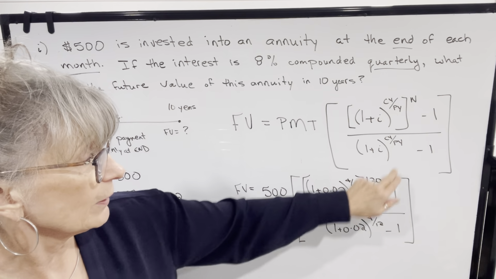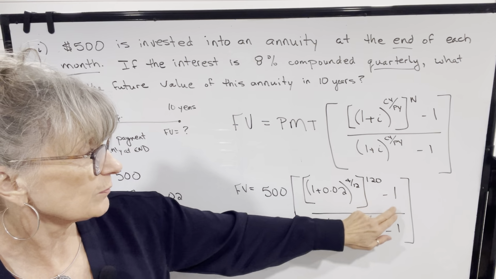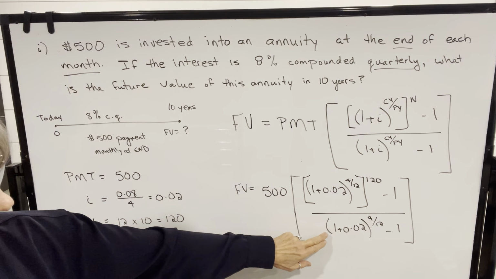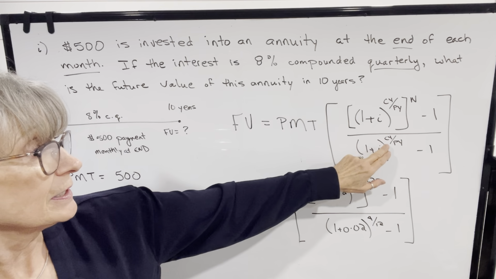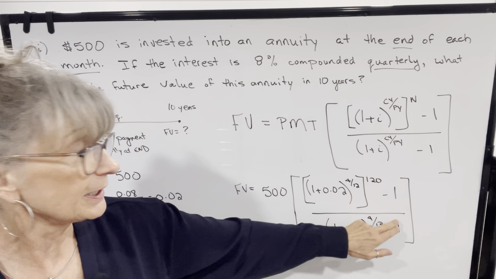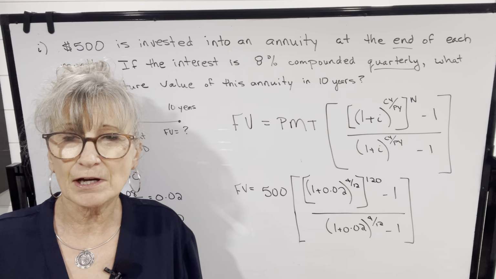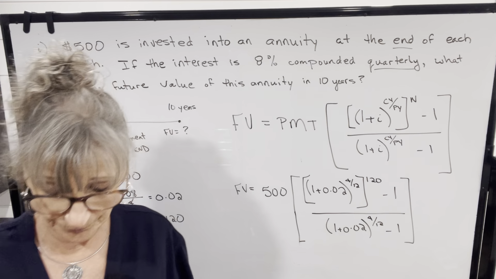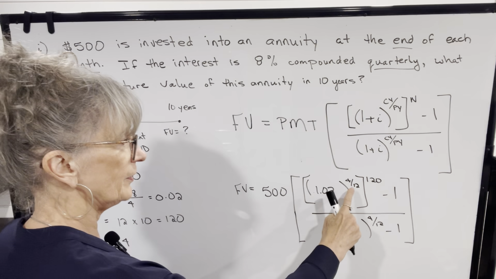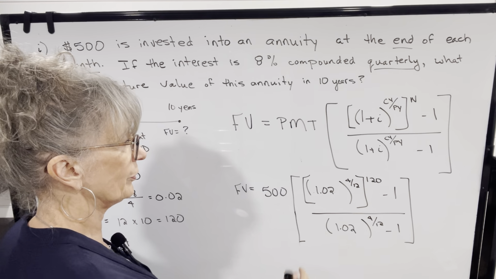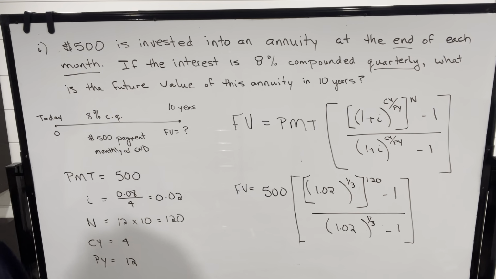Then to the power of n, which is 120, minus 1. In the denominator, we'll have 1 plus 0.02 to the same exponent, 4 divided by 12, minus 1. Before I enter this into the calculator, I'm going to do some simplifications. First of all, 1 plus 0.02 is just 1.02. Then 4 divided by 12 I can reduce to 1/3. And I can do one more simplification.